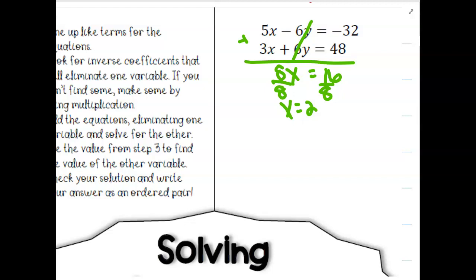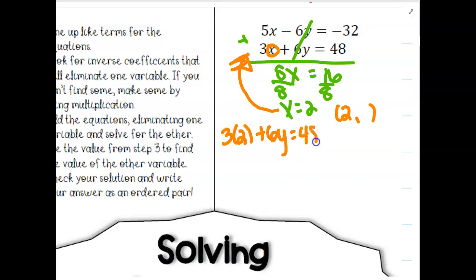And just like all of the other systems of equations we have done, remember that this is only half of your answer. Your answer is 2 comma something. So then to find the other something, you could plug it into either equation. I'm probably going to go with that second one just because to me it looks easier, but you could do either one.